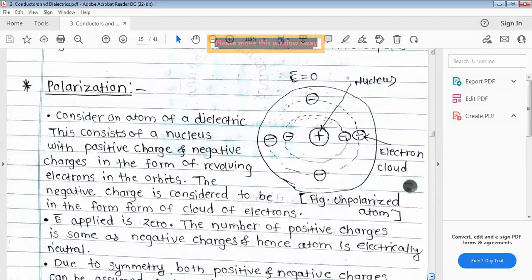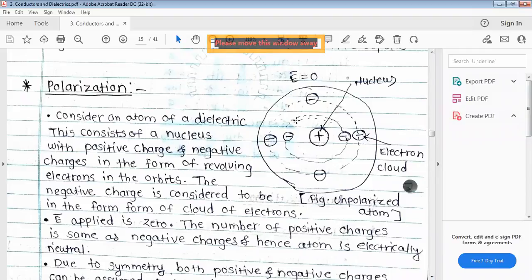Now we have seen the polarization. So polarization means what? When we give an electric supply, these bound charges get separated, and when they get separated, they form dipoles, small electric dipoles, and that process is nothing but polarization. So that polarization is explained here.